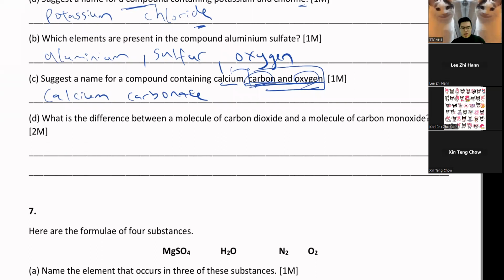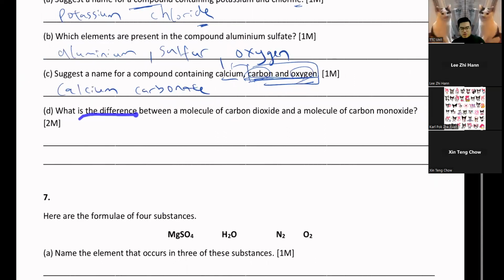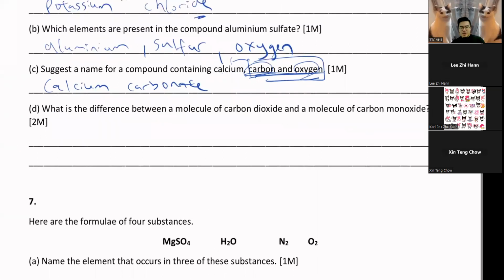So D, what is the difference between a molecule of carbon dioxide and a molecule of carbon monoxide? Right, as you see the name, dioxide means 2 oxygen. Monoxide means 1 oxygen.